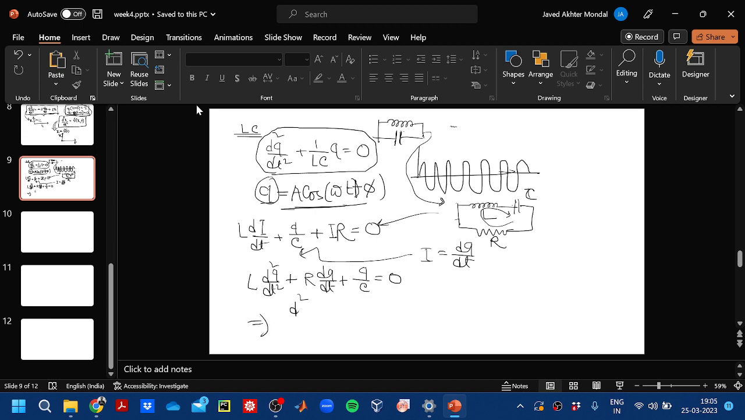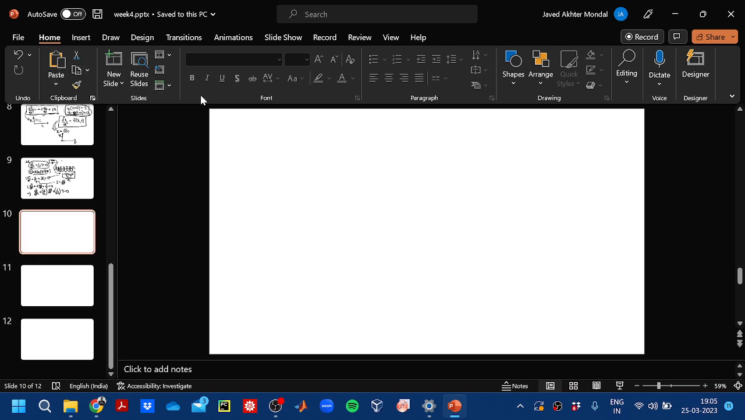If we arrange the equation, we have d2q/dt square plus R by L dq/dt plus 1 by LC into Q. First we have to look at the equation carefully, and let us see what physical things we can tell about the circuit. So we have this R by L dq/dt plus 1 by LC into Q.